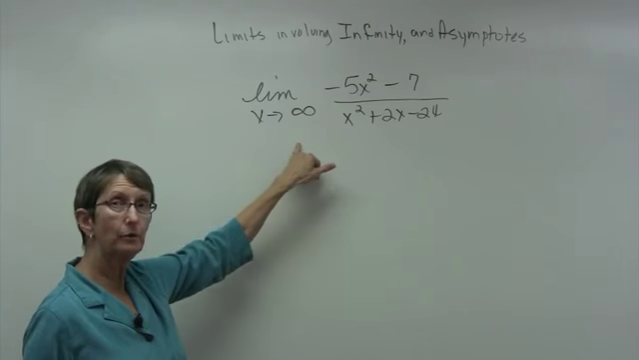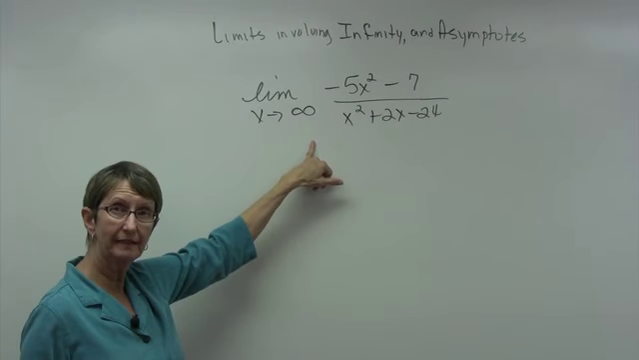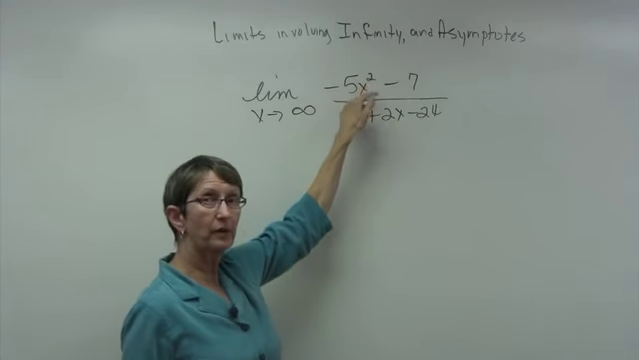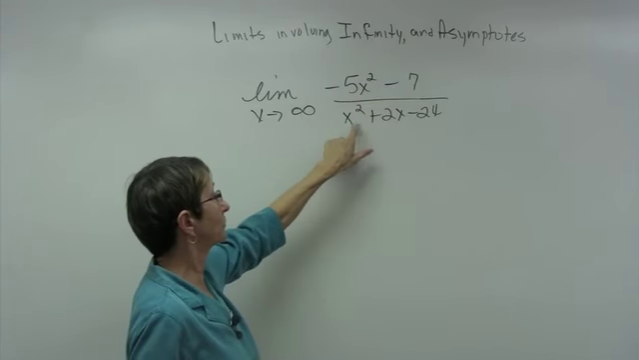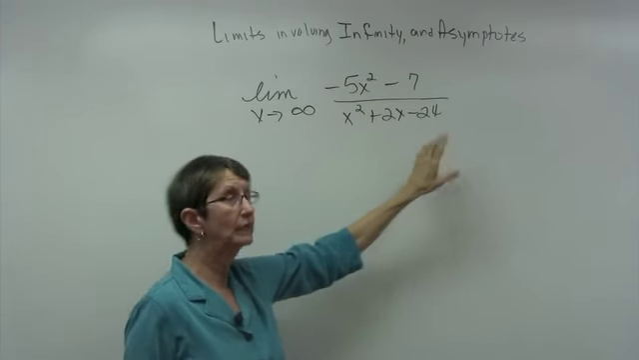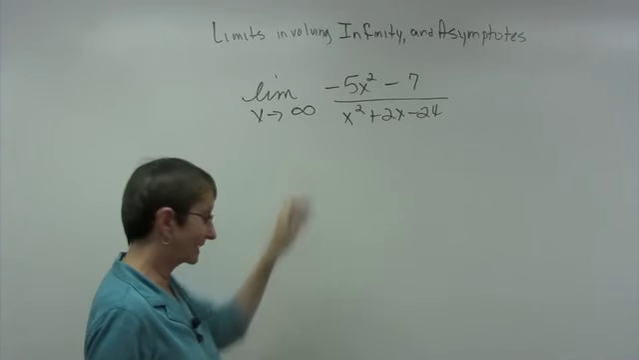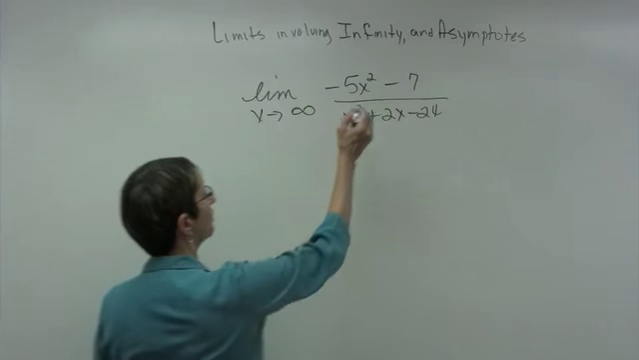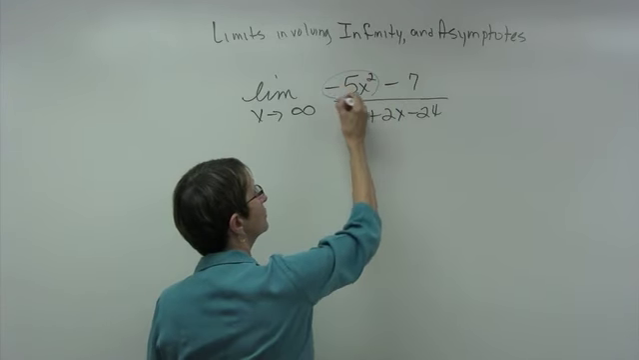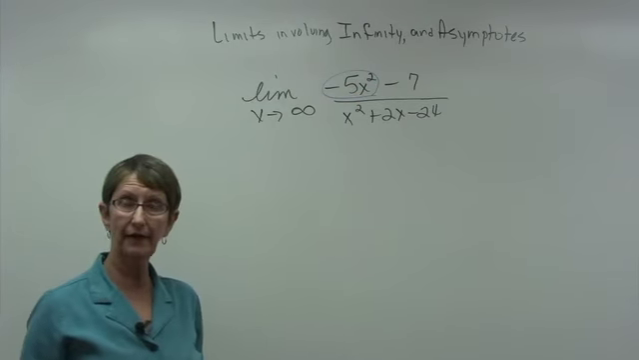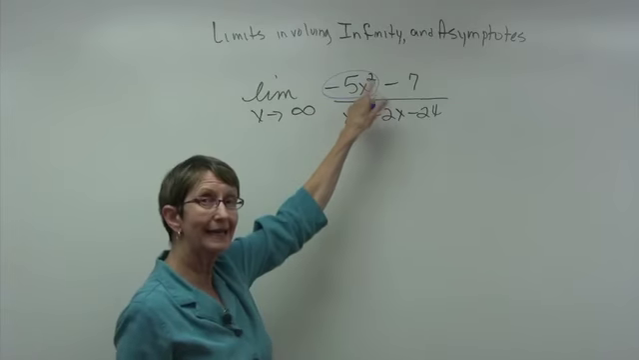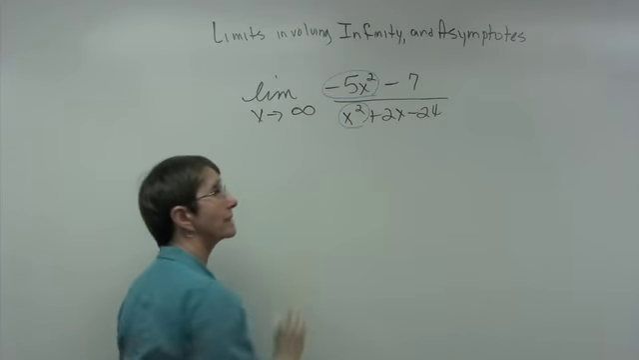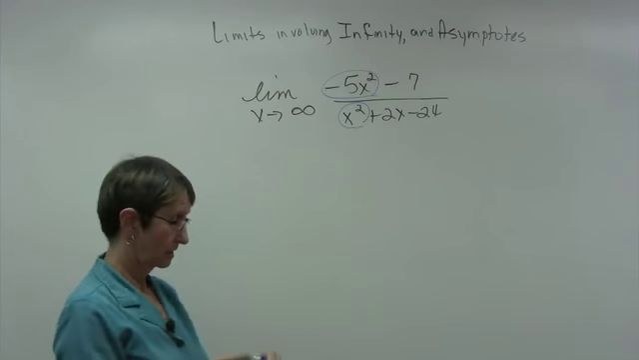Here's another example when x is approaching infinity. Since I have negative 5x squared minus 7 over x squared plus 2x minus 24, when I'm approaching infinity, I can use dominant terms. The term that dominates the numerator is negative 5x squared. It's the term with the highest power. The term that dominates the denominator is x squared.